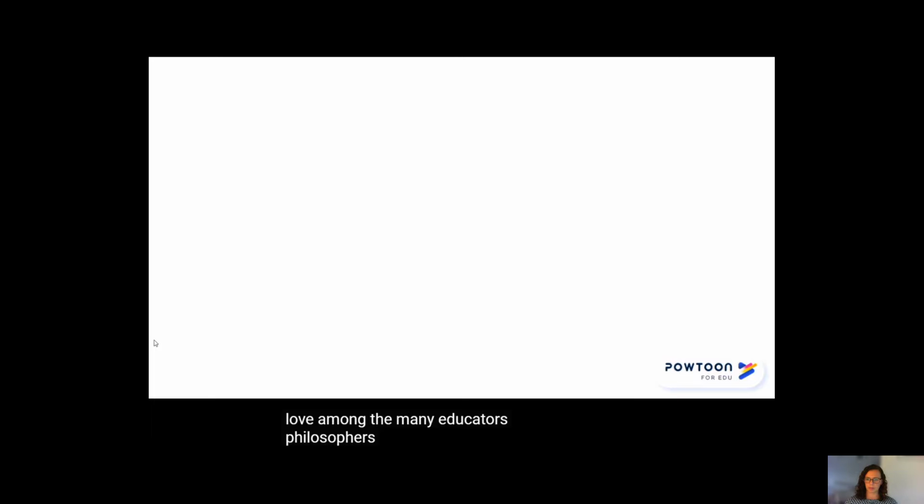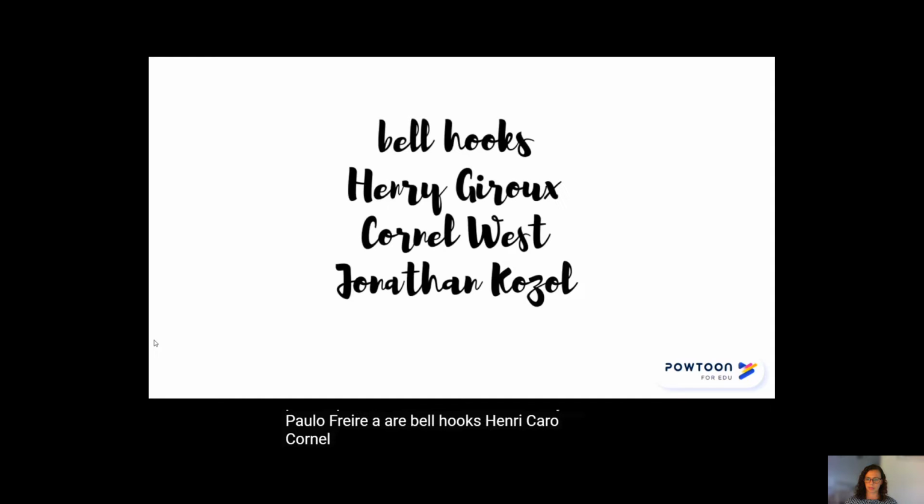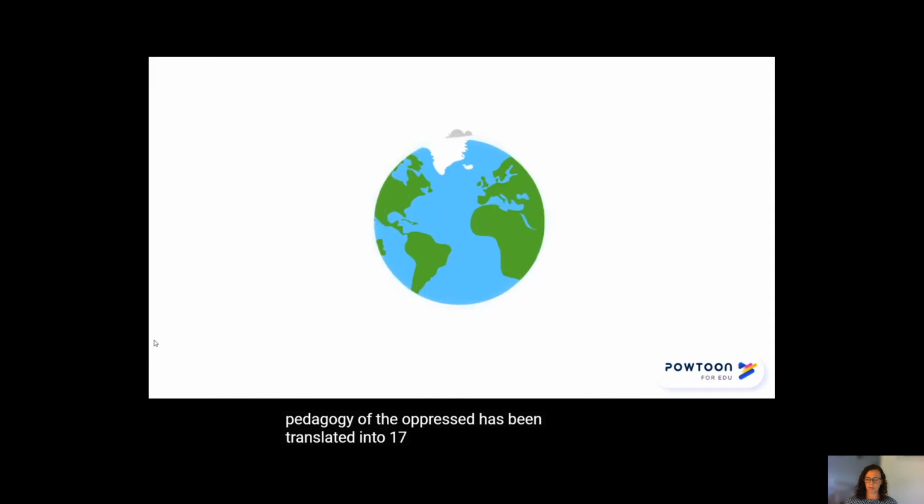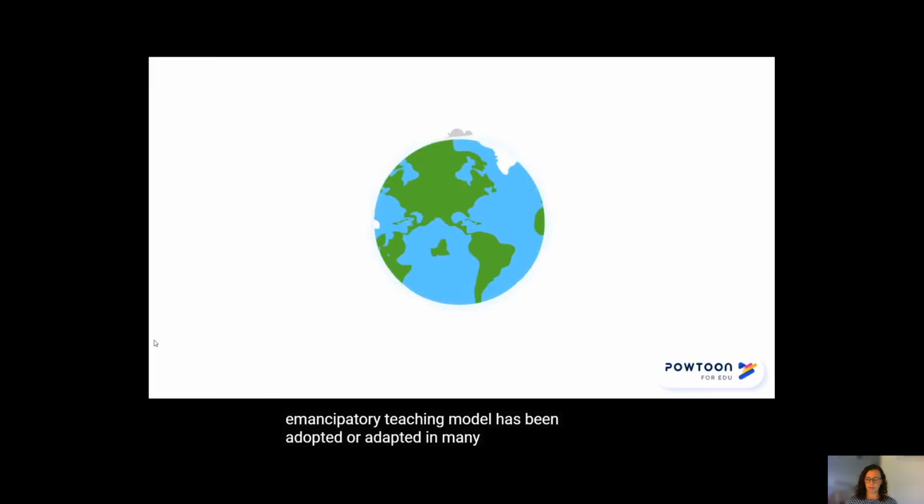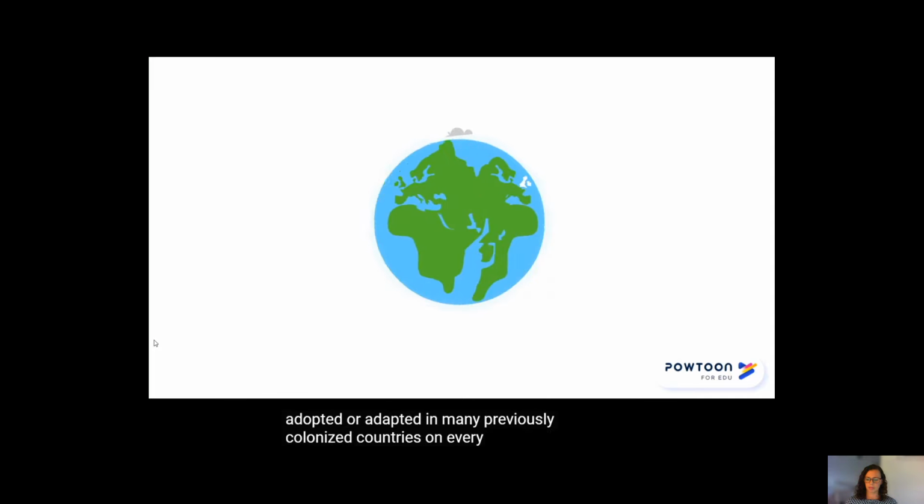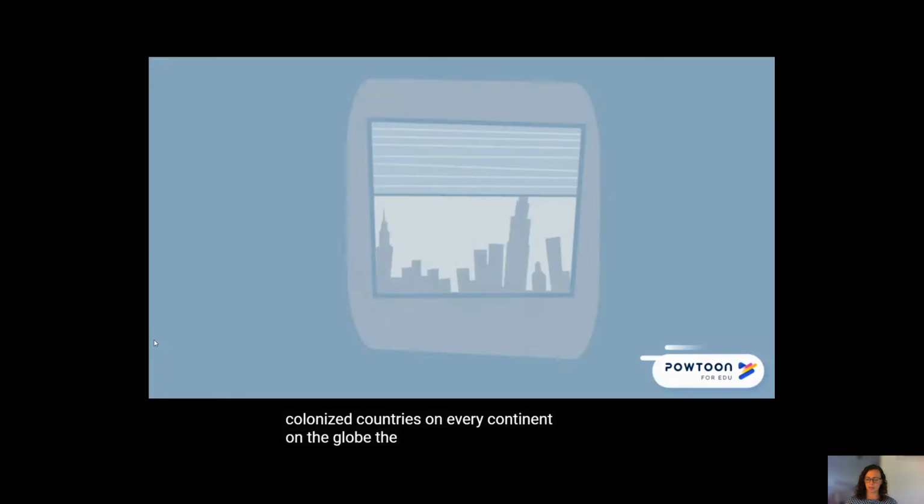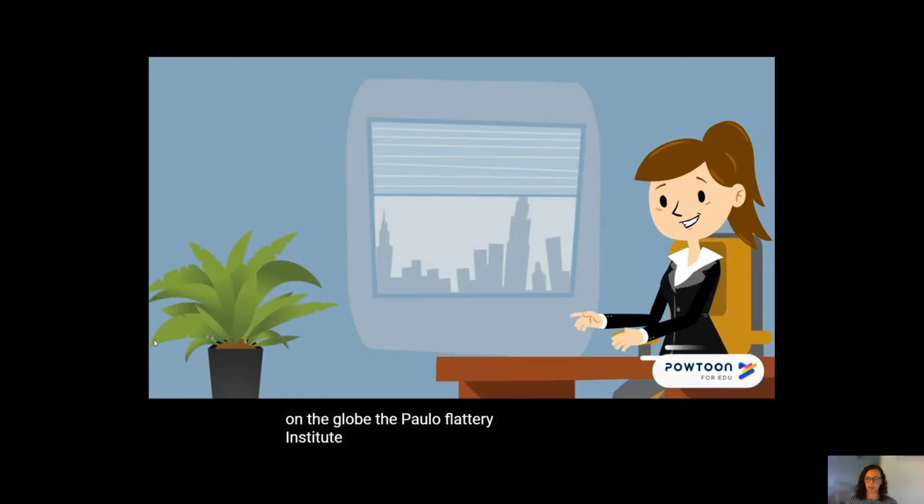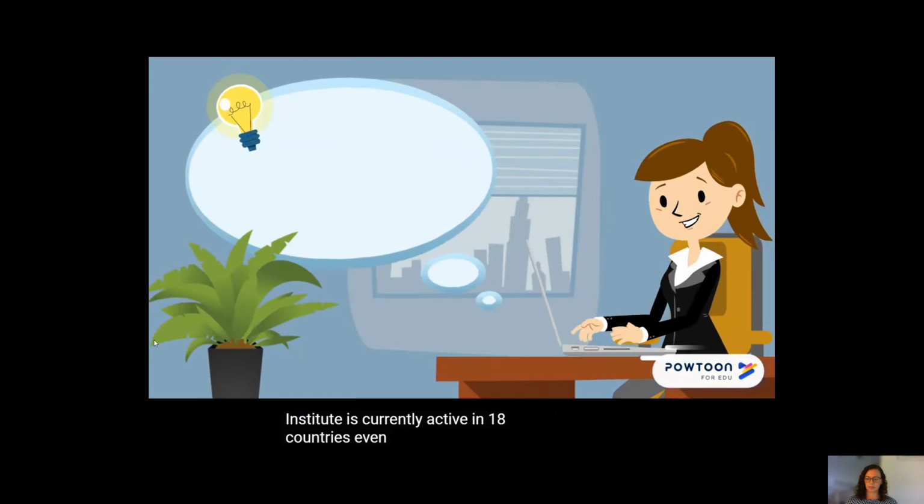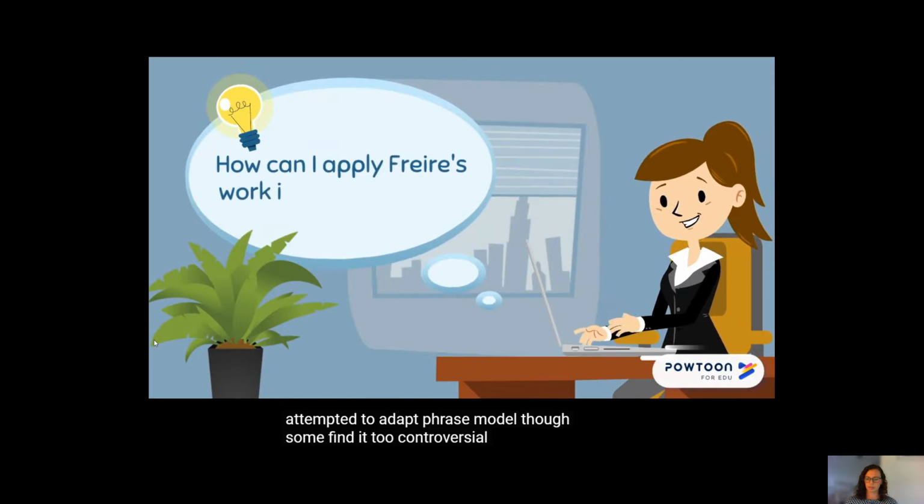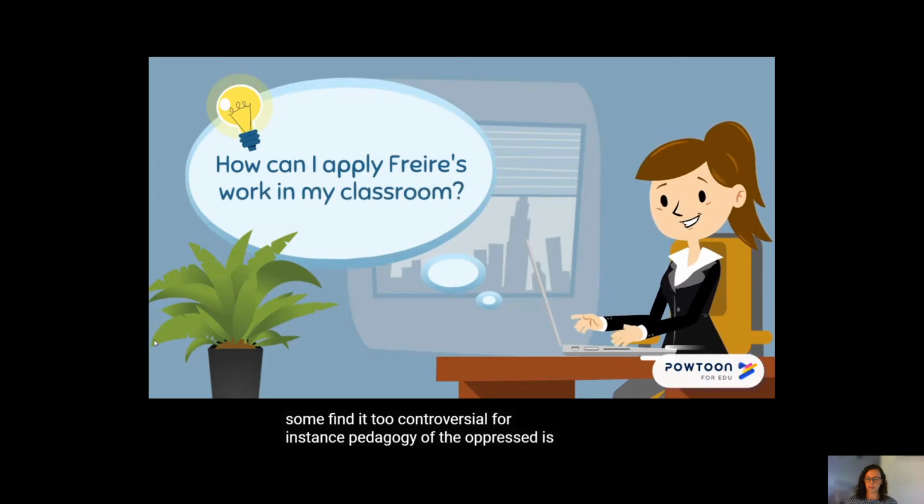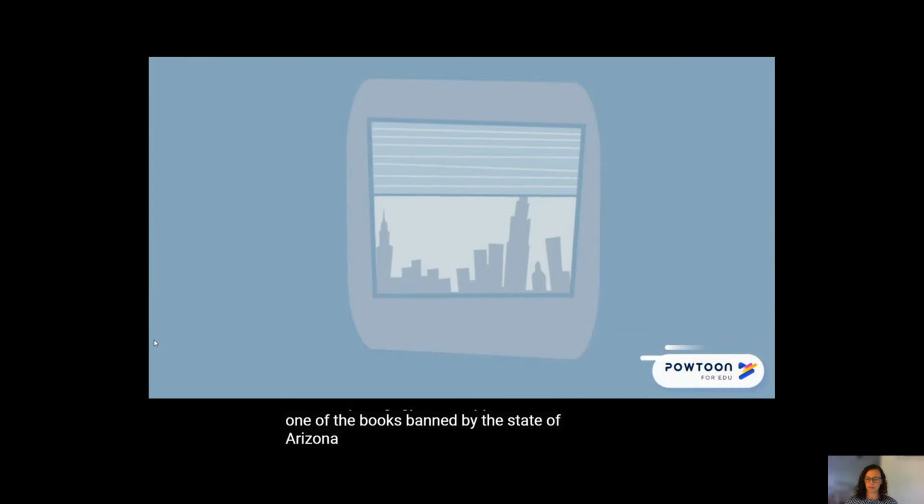Among the many educators, philosophers, and activists influenced by Paulo Freire are Bell Hooks, Henry Thoreau, Cornel West, and Jonathan Kozol. Pedagogy of the Oppressed has been translated into 17 languages, and its emancipatory teaching model has been adopted or adapted in many previously colonized countries on every continent on the globe. The Paulo Freire Institute is currently active in 18 countries. Even U.S. educators have attempted to adapt Freire's model, though some find it too controversial. For instance, Pedagogy of the Oppressed is one of the books banned by the state of Arizona.